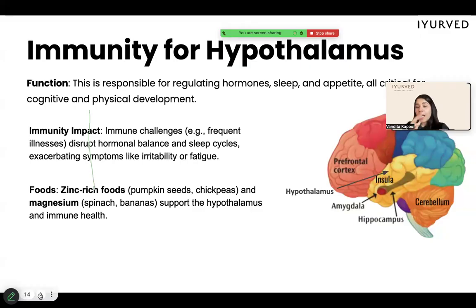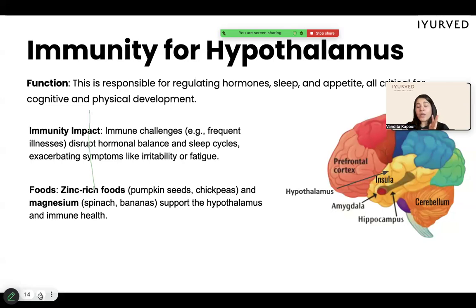Okay, next. This is the new term that you will hear today, and I'm touching on this because it plays a huge role in sleep. We will touch on this later also in the next session, but hypothalamus. Now, hypothalamus is responsible for regulating hormones in a child, the appetite and sleep.